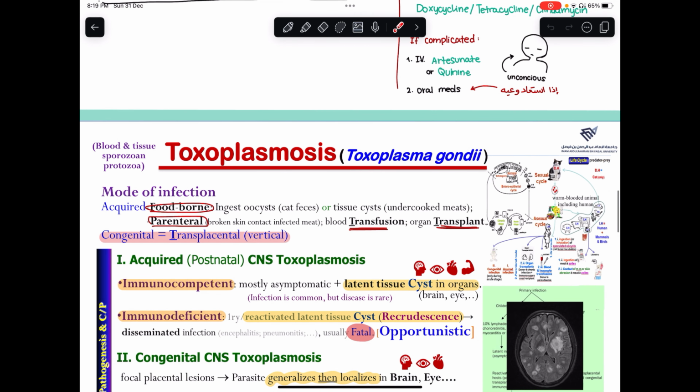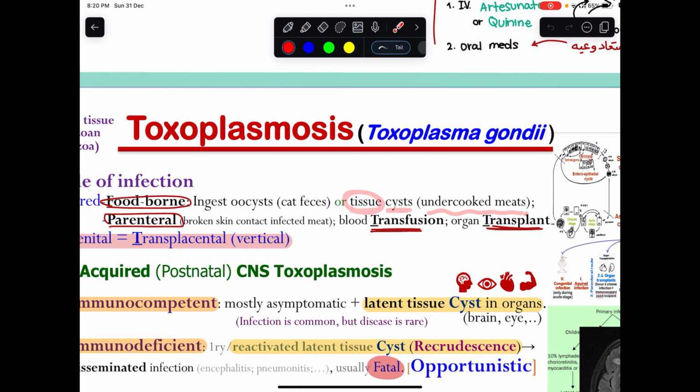Okay, we can start now. So the mode of infection could be acquired or congenital. It could be foodborne if you ate any of these meats. Most important, we have the oocyst, or there are cysts inside the tissue from undercooked meat. Oh, my bad, the oocysts are from the cat feces. Many people stop their children from playing in litter boxes, and this is most likely the reason, because there are oocysts in cat feces.